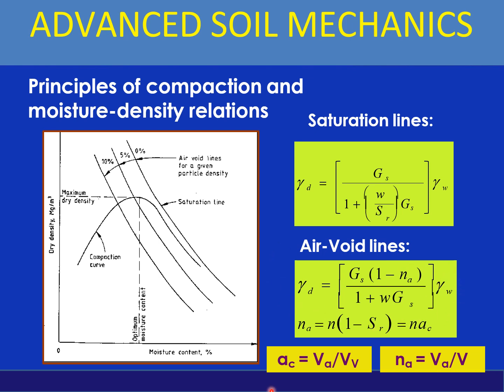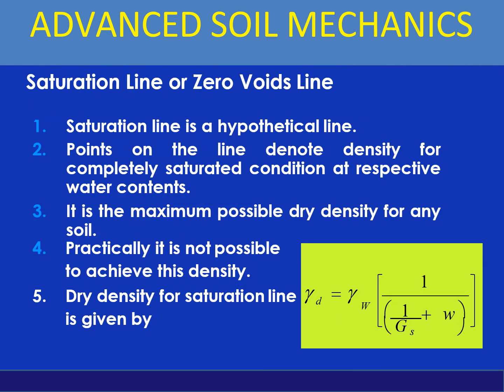So keeping this in mind, the air content here, A sub c, is the volume of air divided by the volume of voids, and n sub a is the percentage of air voids, that is the volume of air divided by total volume. So the saturation line or zero air void line can be drawn by using this relationship by considering 100% saturation. That means S sub r is equal to 1. So you are getting this formula.